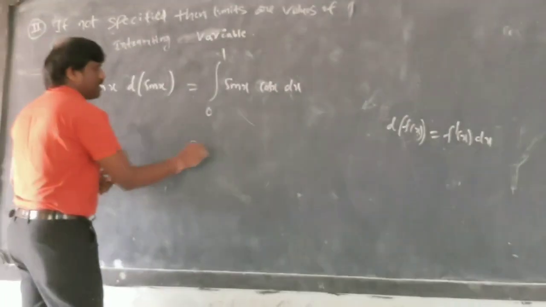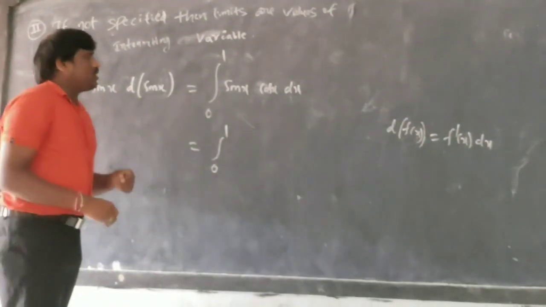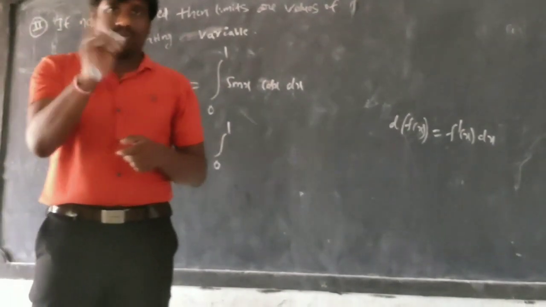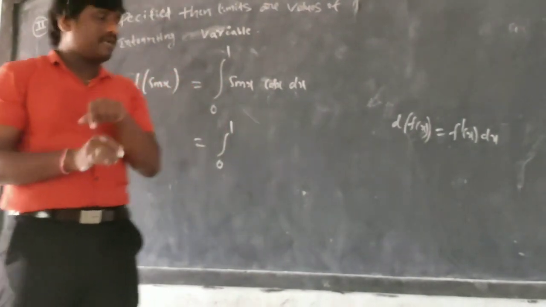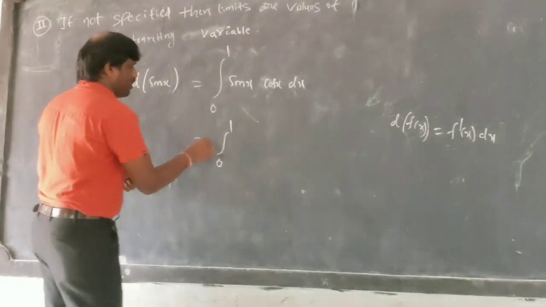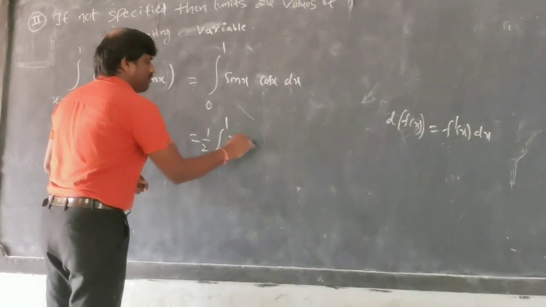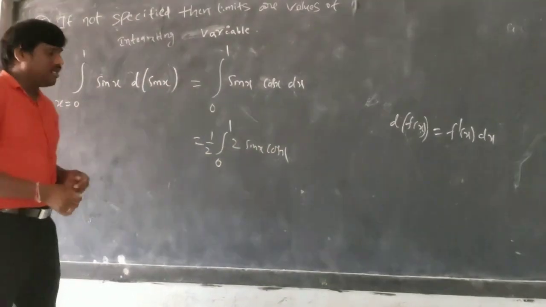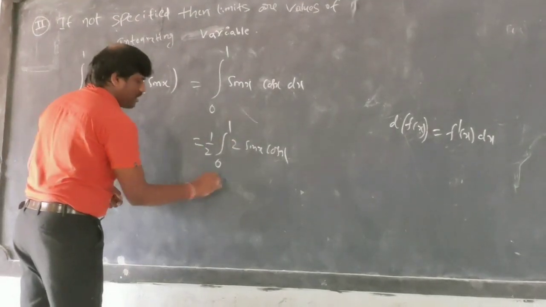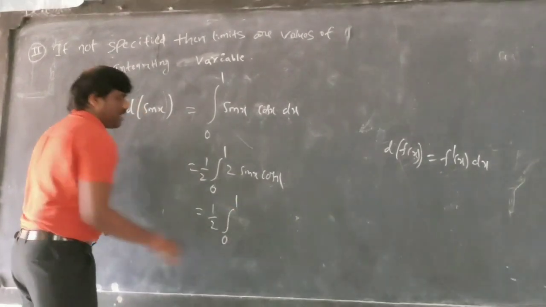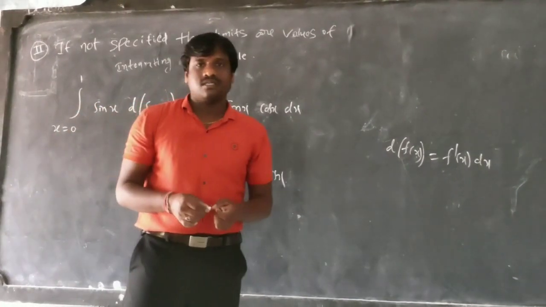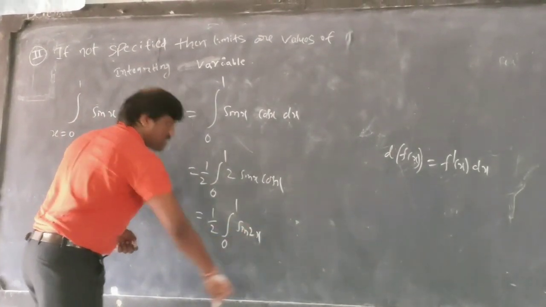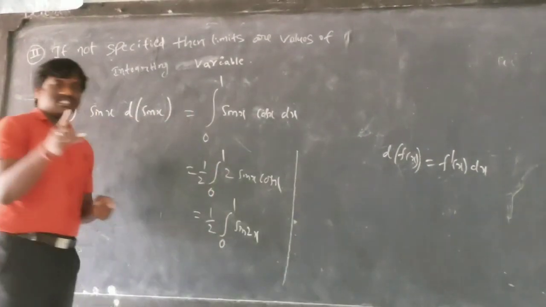So what I get here is the integration from 0 to 1. But do you have the integration of this? Do you do by parts? Don't do by parts. To have a multiplication, don't do by parts. The simple thing you have to do here is multiply by 2 and divide by 2. It makes it easy since you know the formula. So 1 by 2 integration from 0 to 1. What is the integration of 2 sin x cos x? That is sin 2x. So I can write this as sin 2x. Correct? Hope you understand what I am doing.